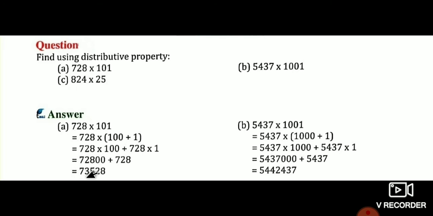Therefore 73,528 is the given solution. By using distributive property, we are calculating 728 into 101. You will get the required solution, that is 73,528.